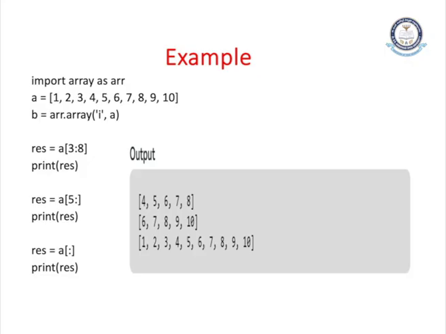So next one, again I want to print from the 5th onwards. 5th onwards means, see here, this is also 0, 1, 2, 3, 4. See, this is the 5th index, 6, 7, 8, 9, 10 it will print. After that I want to print the entire array, so give a with a colon within the brackets, then it will print the entire array. See here, 1, 2, 3, 4, 5, 6, 7, 8, 9, 10. So like this you can print the entire array.